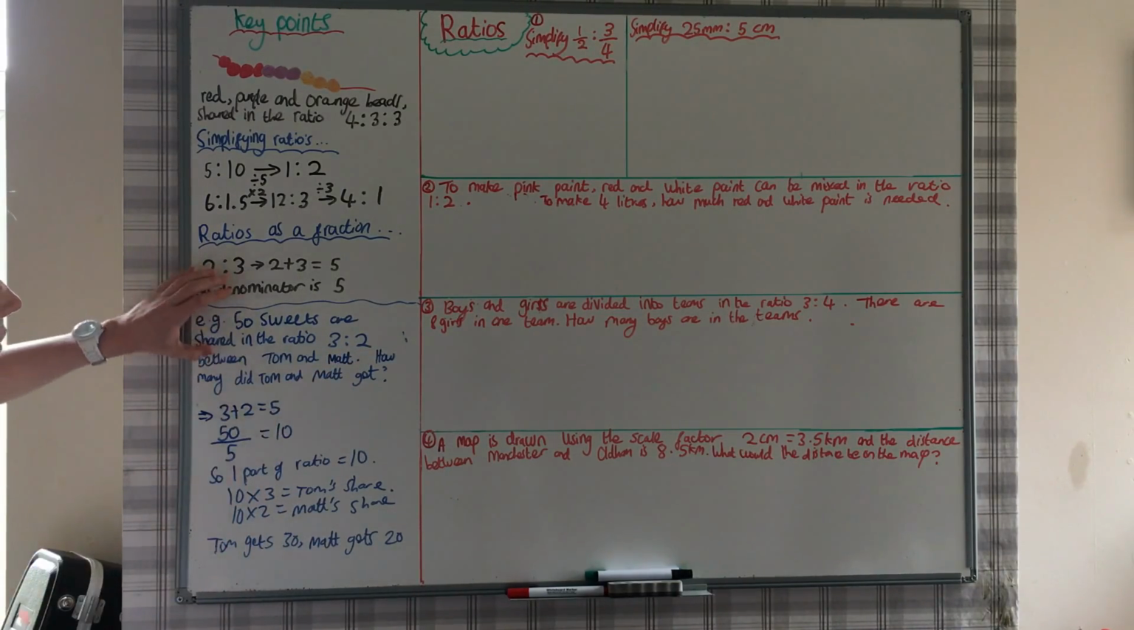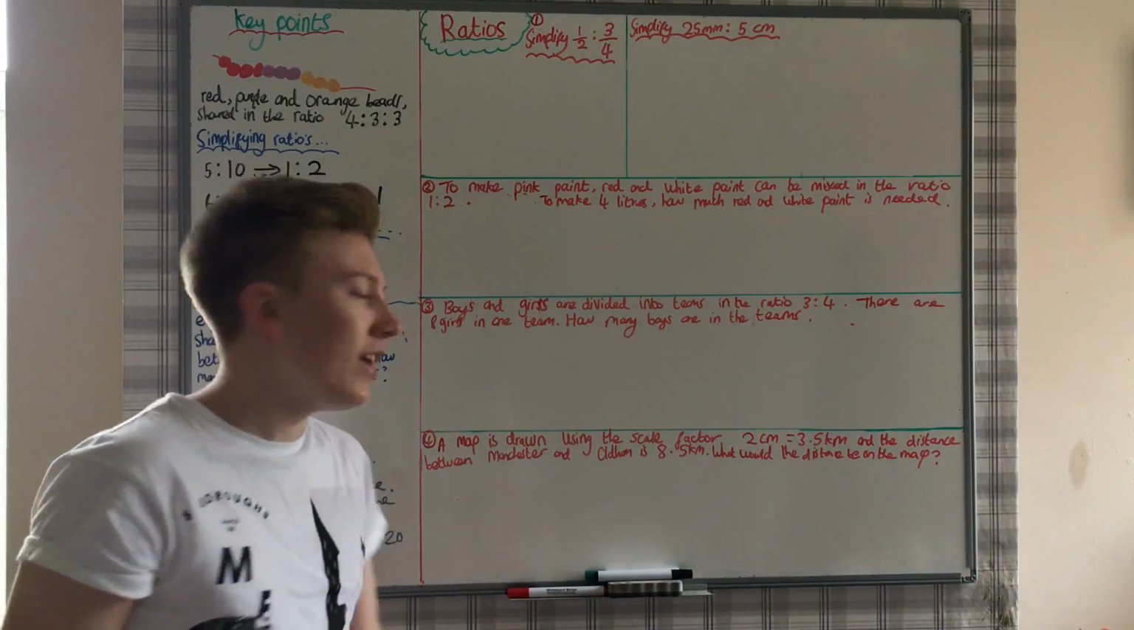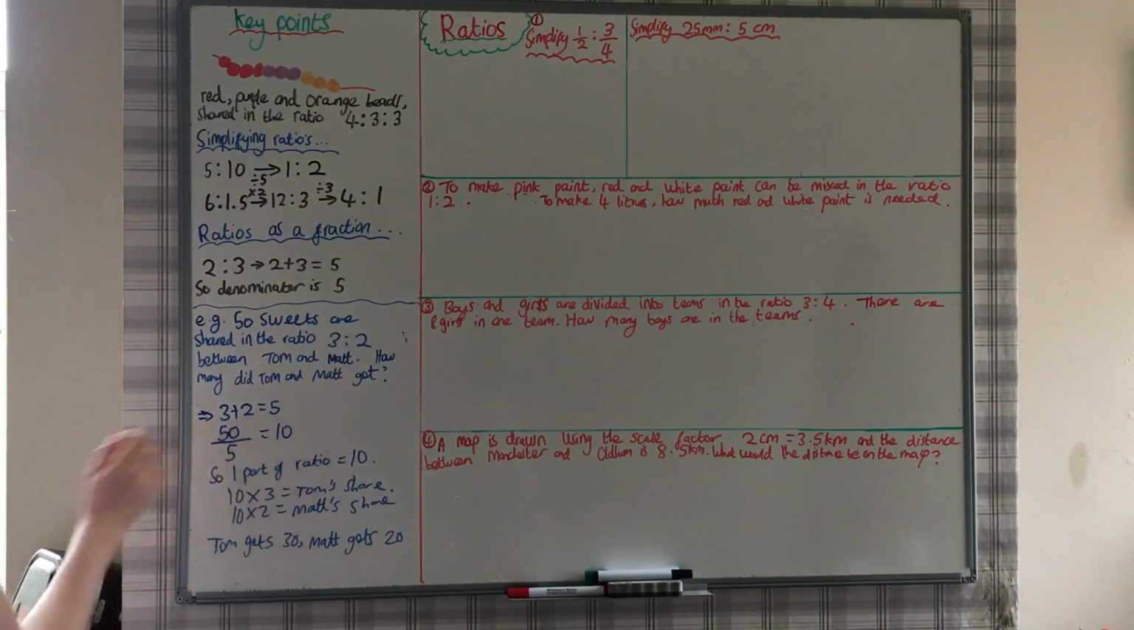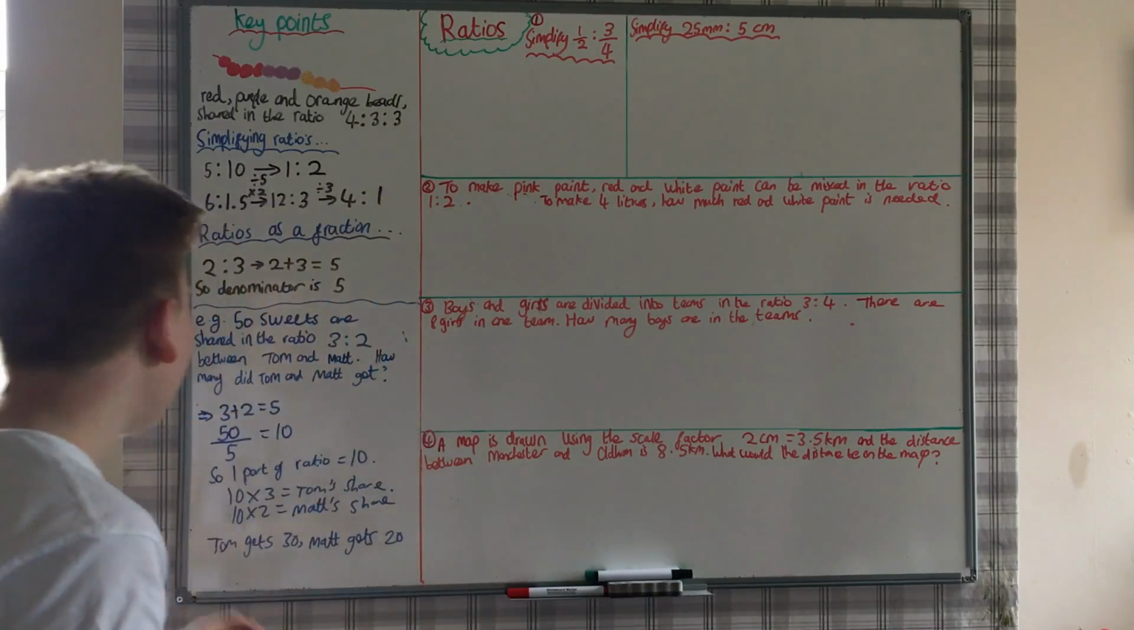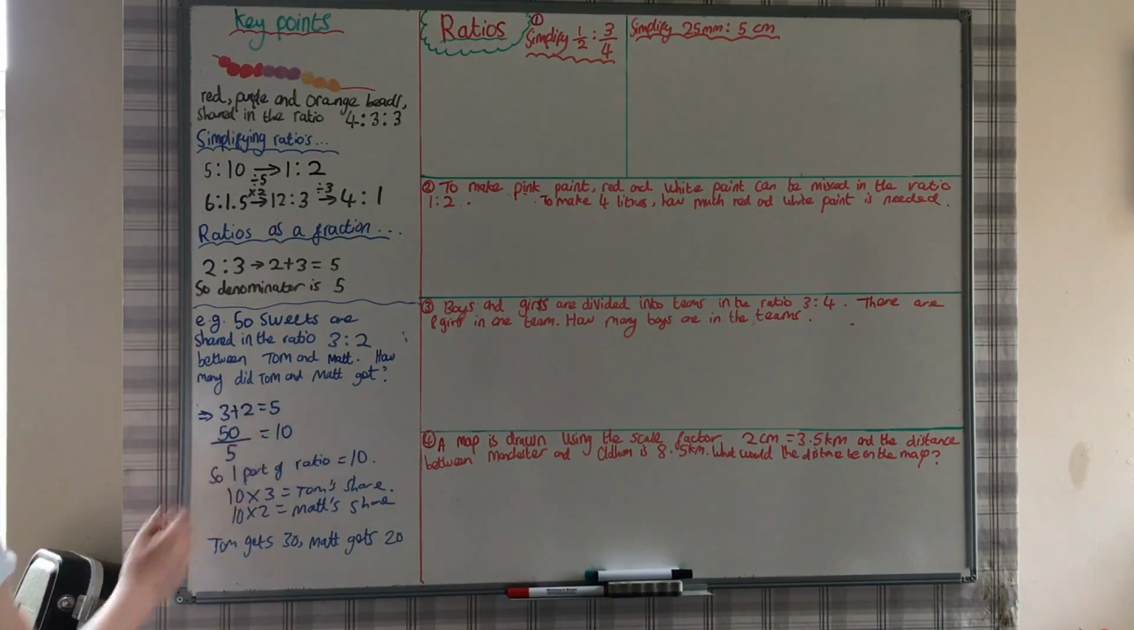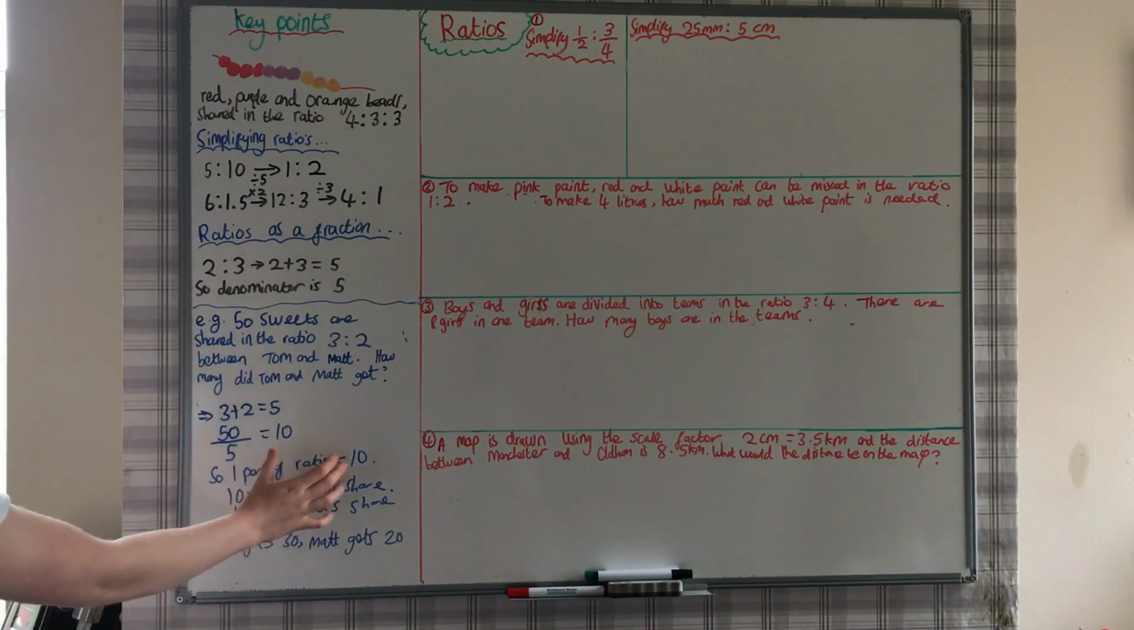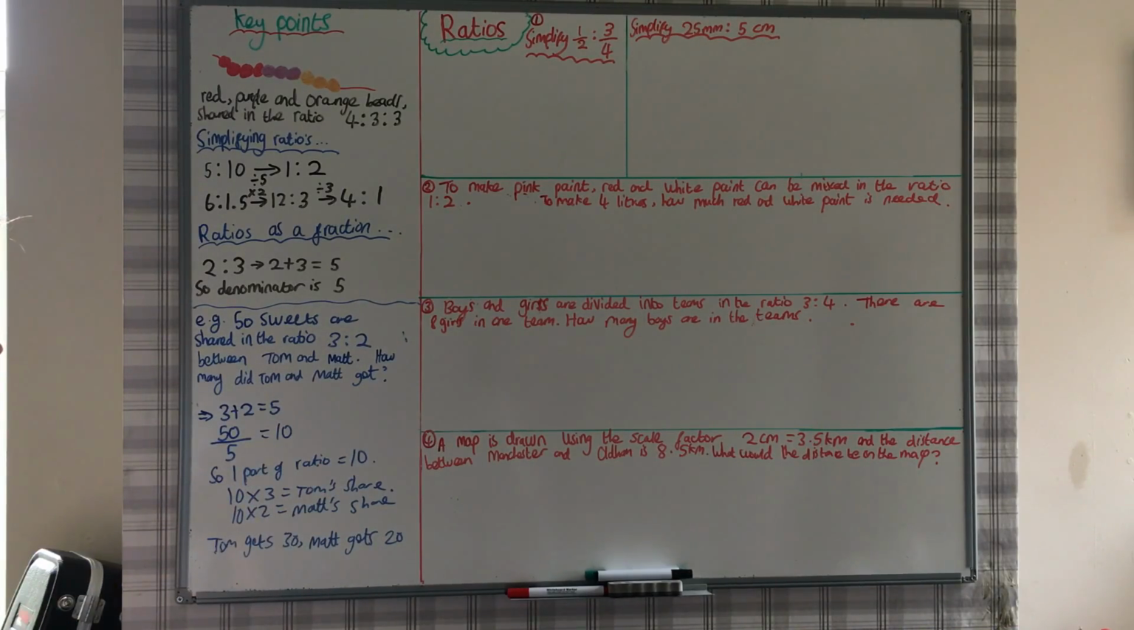Now what we do is we divide the total number of items, in this case sweets, by the total number of parts of the ratio to give us how much each part of the ratio is worth in terms of sweets. So 50 divided by 5 gives us 10. So one part of the ratio is 10 sweets.